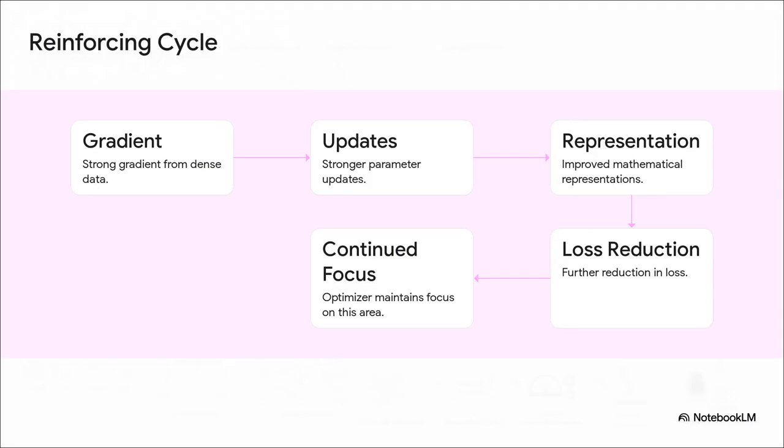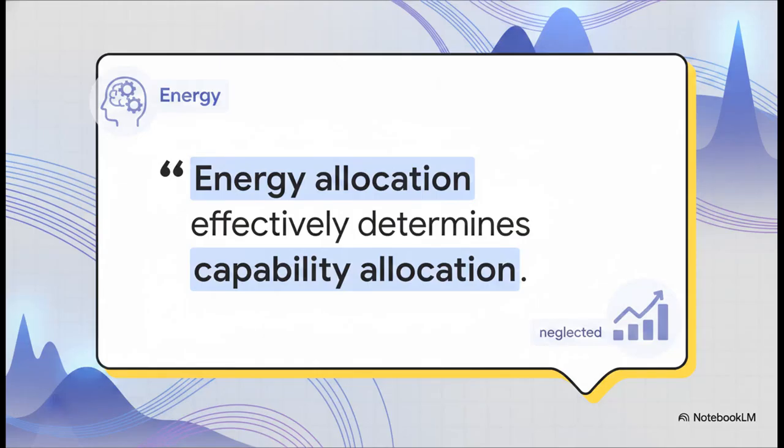This dynamic kicks off a powerful reinforcing cycle. A strong gradient from dense data attracts stronger parameter updates. Those updates improve the model's mathematical representations, which then reduces the loss even further. Because it's working so efficiently, the optimizer just keeps its focus right there, building up isolated capabilities while ignoring the rest. But here is the critical catch.